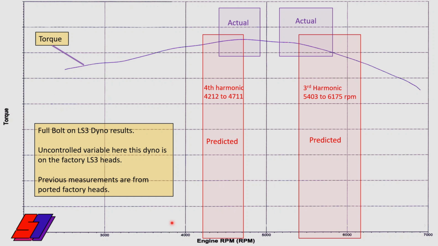So I took a dyno graph. This is when my car was full bolt-ons, so mechanically stock, but headers, cold air intake, ported throttle body, nothing major, right? Internally stock LS3. And I put these little red boxes around where the predicted harmonics were versus where I saw them. So you can see this little swell in here. Now on the stock cam, it's not very visible, but they are there.